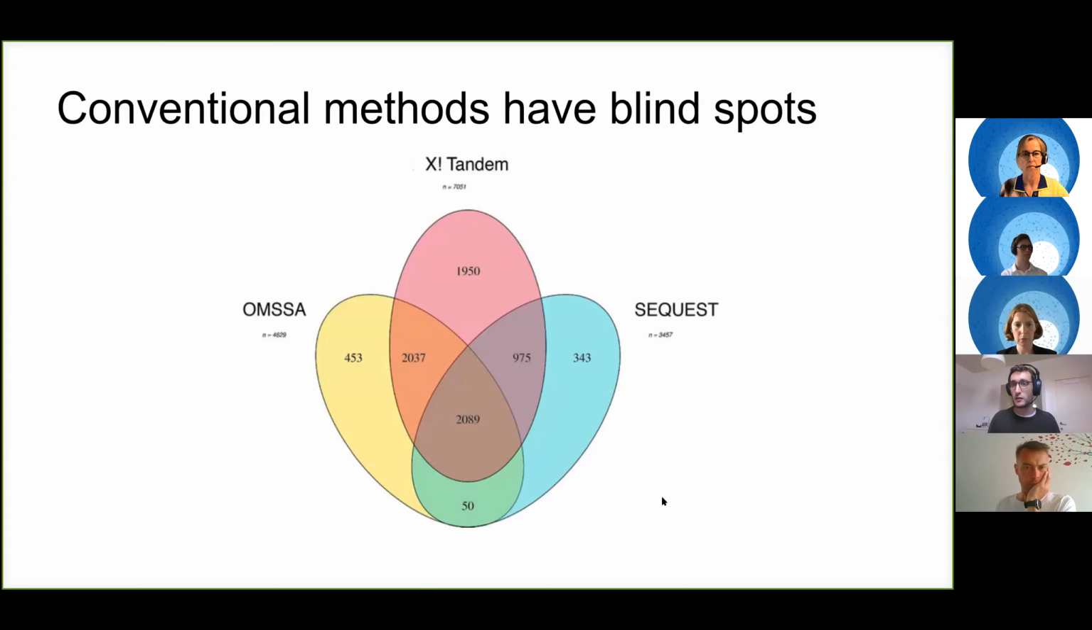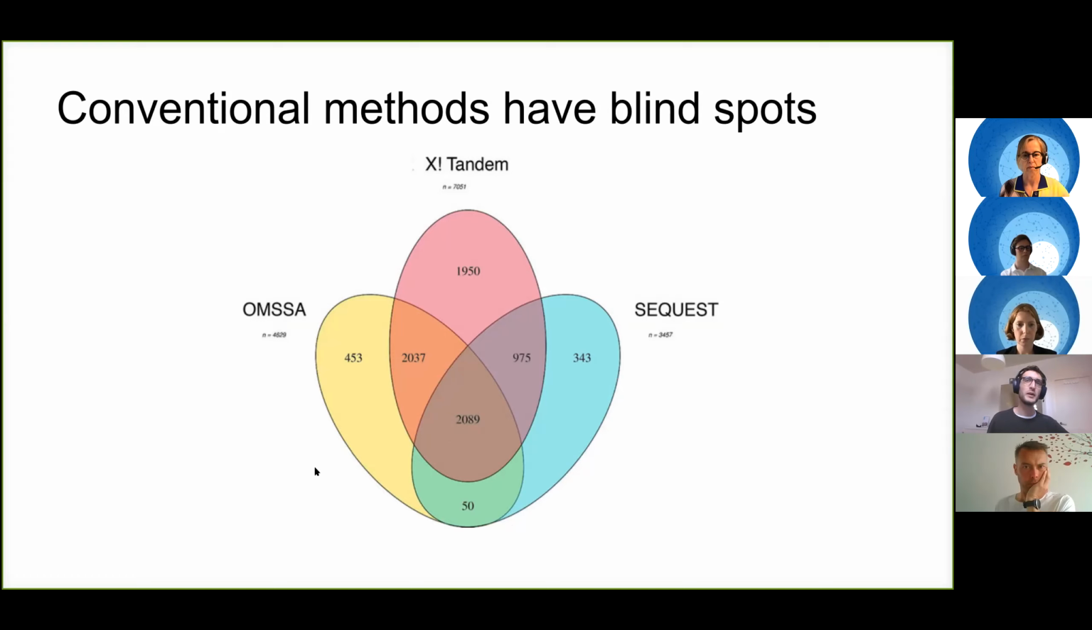Maybe this other half does not contain a lot of information, or maybe the conventional identification methods just don't see what's inside. They have blind spots. And that's where I would put my money. Because if you look at this Venn diagram, this is one data set processed with 3 different identification methods. And they give 3 times a different result, right? So about 2,000 identifications are the same, but many others are different.